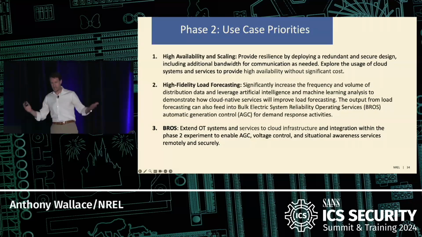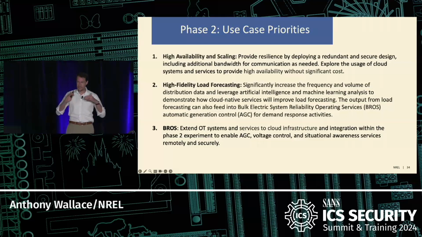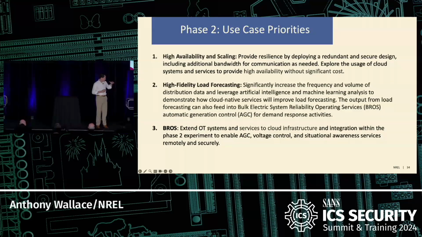We are trying to be unbiased in this research. We're not going to shove cloud down anybody's throat that doesn't want cloud in their system. But what our team found is there's reliability to be gained in some services. And so we came up with 3 high-level goals for phase two.